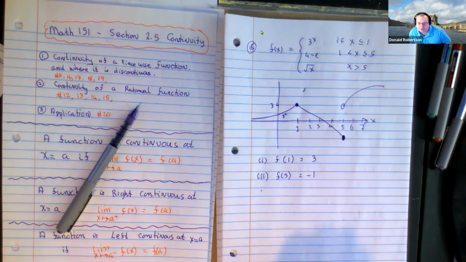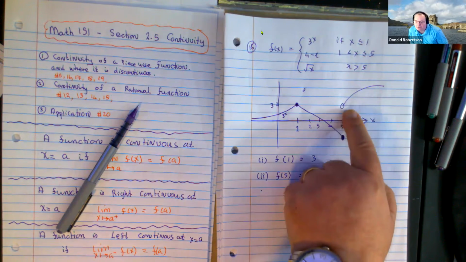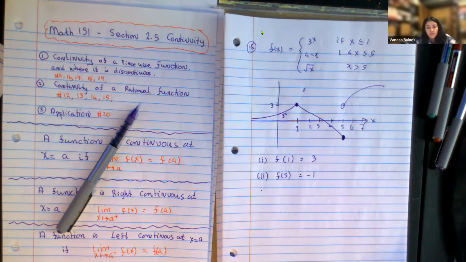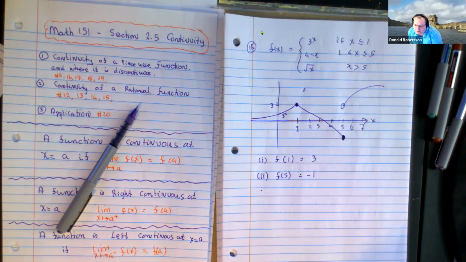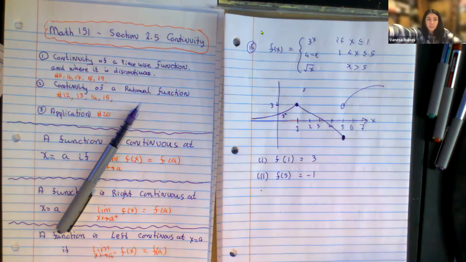Let's just talk about the rest of the questions. At x equals 5, left continuous, right continuous, or continuous? At x equals 5, which of those is it? Left? You could be right, Vanessa, I just didn't catch it. Oh, left continuous? Correct. What's happening at x equals 1?